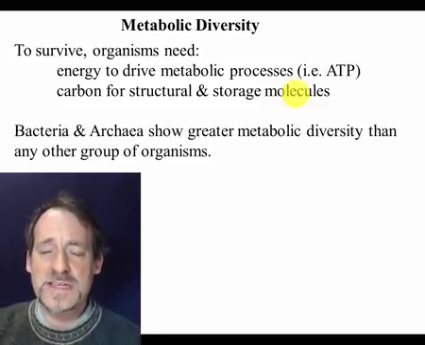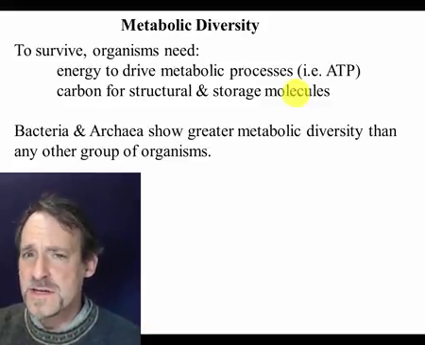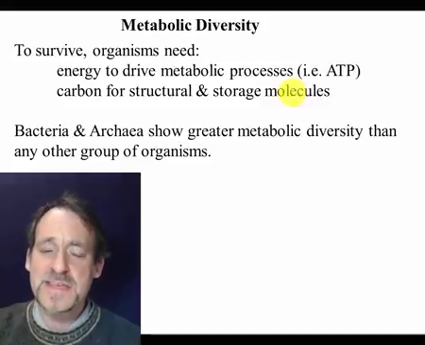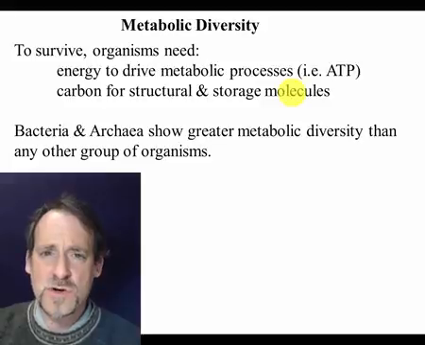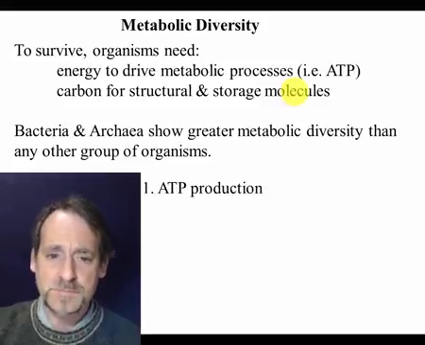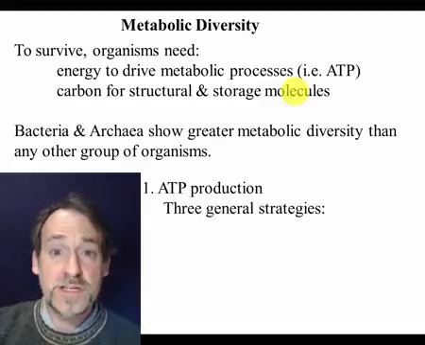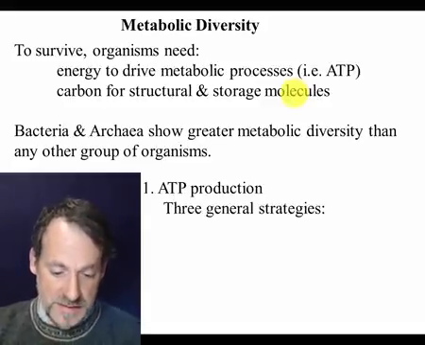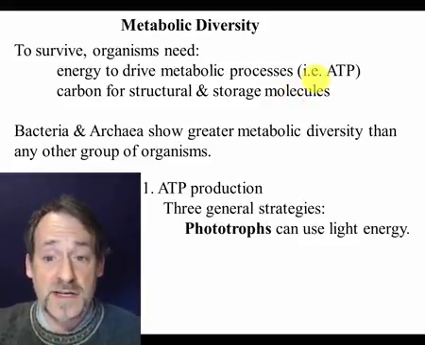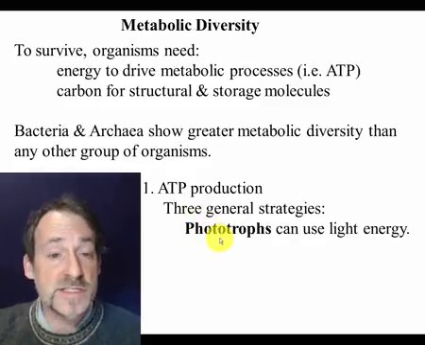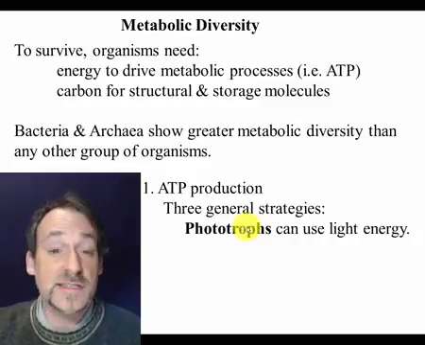The bacteria and archaea show an amazing metabolic diversity. That is, they get their energy in a lot of different ways, and they get their carbon from a lot of different sources. This is part of what makes them so important ecologically. As far as ATP production goes, there are three general ways of getting energy. Phototrophs are organisms that can use light energy. Photo means light, and troph means to eat or to feed. So these are the organisms that eat light.